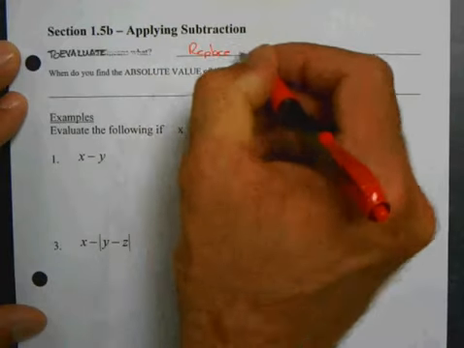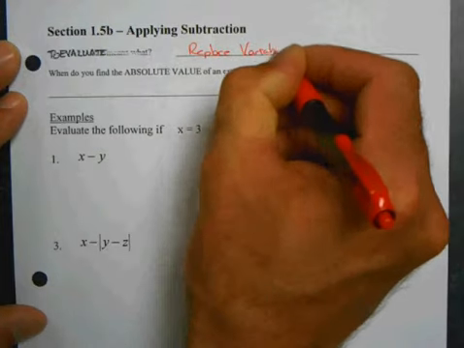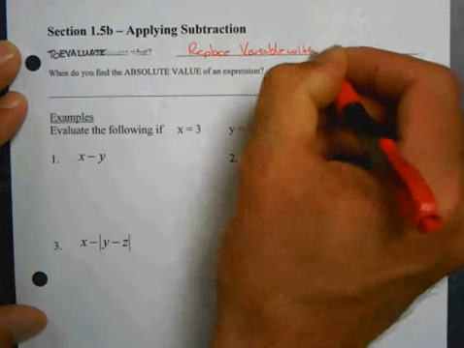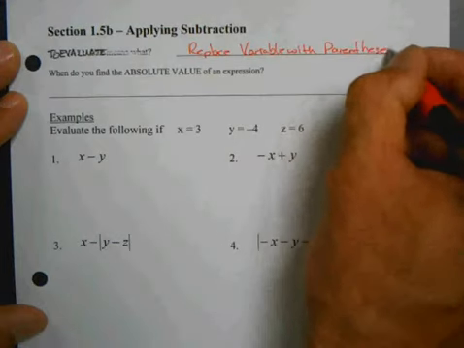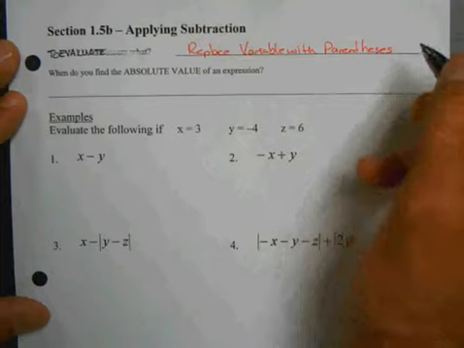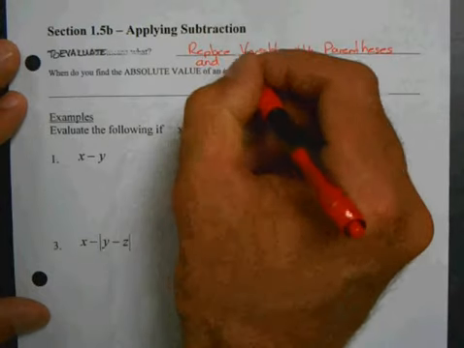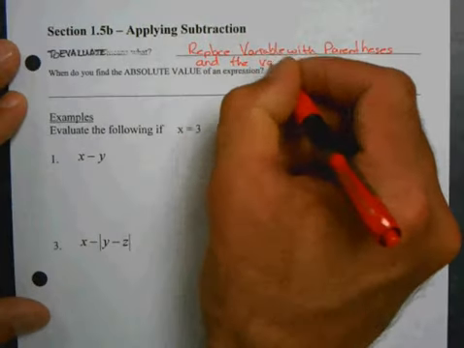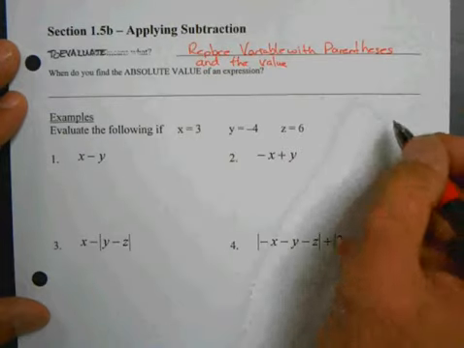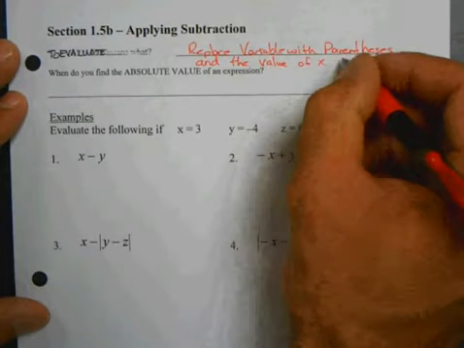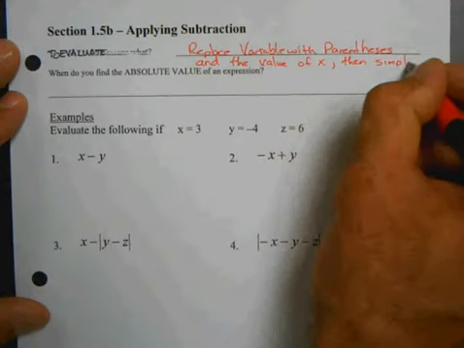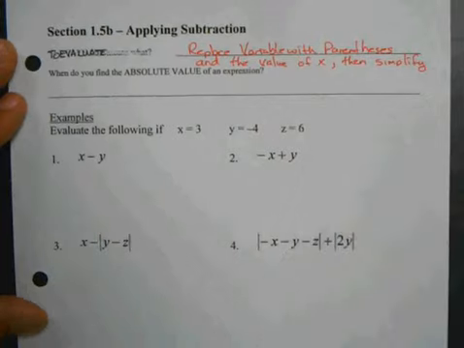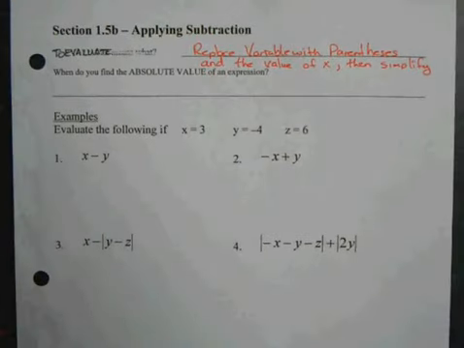Replace the variable with parentheses, and the value of x, then simplify. And when we say simplify, that always infers we're simplifying to one number. Okay?